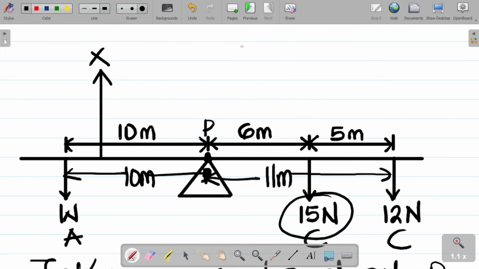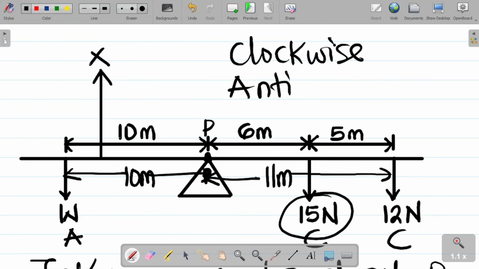Do you think it will be clockwise, or do you think it will be anti-clockwise? Take a moment to look at this. Of course, what you have to do here is simply trace X towards P, and then you see if it will give you a clockwise or anti-clockwise moment. Leave your answer in the comment section. If I take the moment of X towards P, will it be a clockwise or anti-clockwise moment? Leave your answer in the comment section.